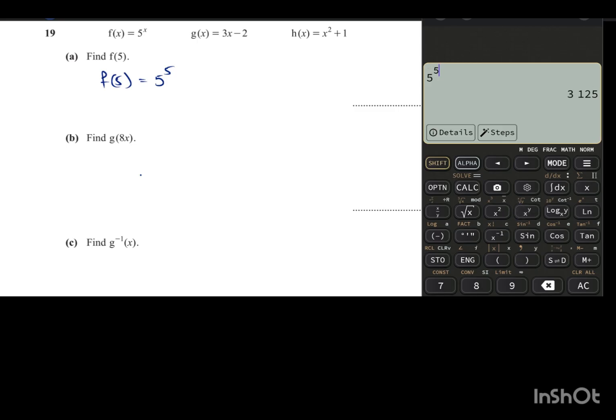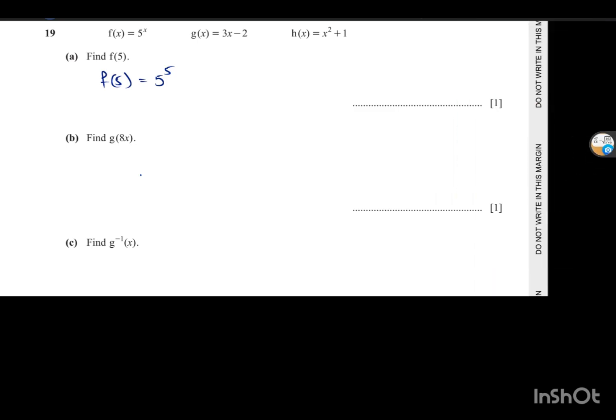Find out what is 5 raised to 5. 3125. This is the answer. Question B. Find g of 8x. So in place of x we need to put 8x. So g of 8x will be 3 into 8x minus 2. So it is 24x minus 2.